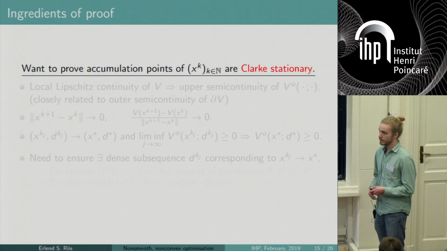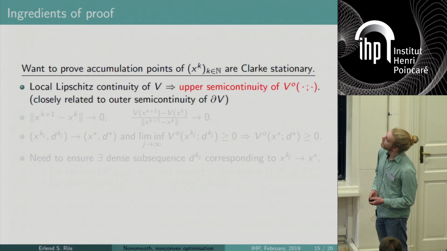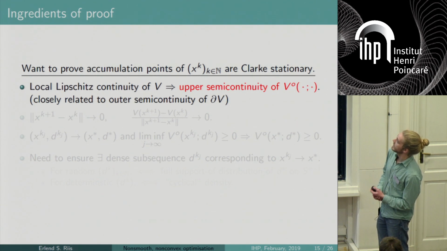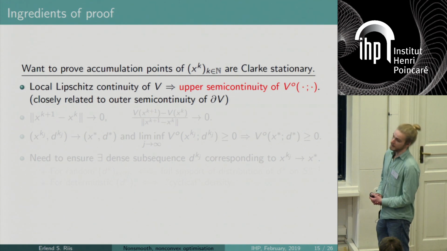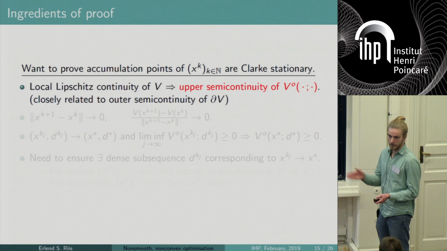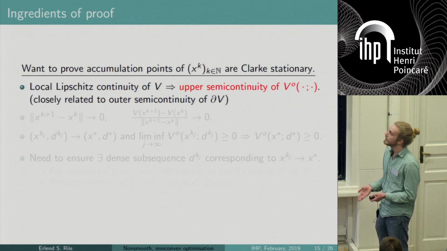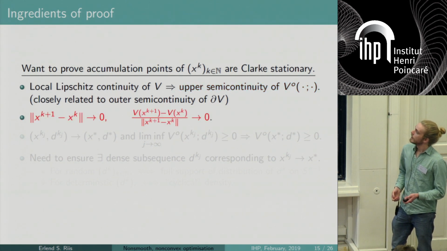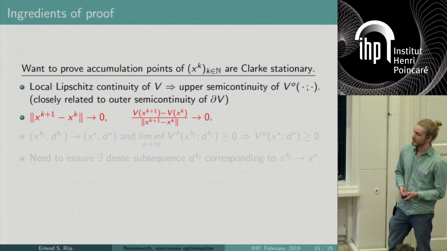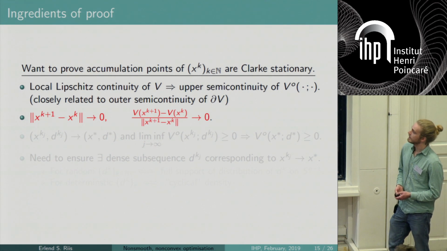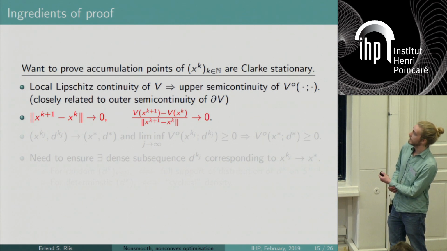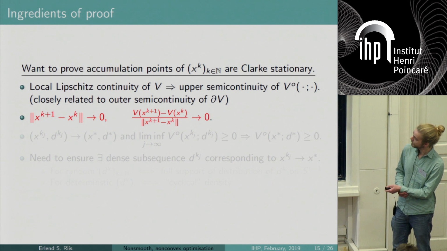And just to talk about the main ideas or arguments that go into the proof of our result. The first thing is that the local Lipschitz continuity of the function V implies that the Clarke directional derivative is upper semi-continuous, meaning that we are able to pass from a convergent subsequence to say something about the stationarity at the limit point. This is closely tied in with the outer semi-continuity of the subdifferential. We still inherit from the continuously differentiable case for discrete gradient methods that the difference in the updates will vanish, and that this derivative-free discrete gradient will vanish as well.